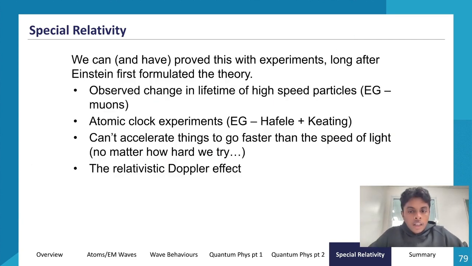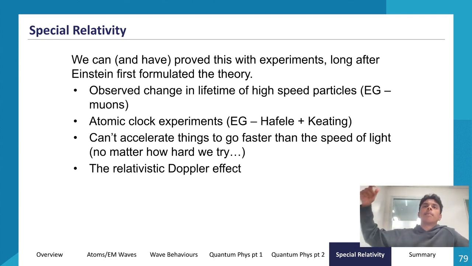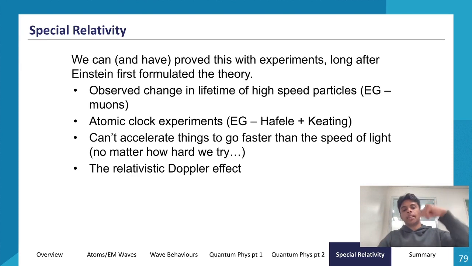So yeah, there are ways that we have proved these experiments long after Einstein first formulated the theory. We have observed the change in lifetime of high-speed particles, so muons. Muons have a very short lifetime, and scientists went up to a mountain and measured how many muons come from space downwards. Let's say the accepted value was 5, right? They expected 5 muons over 5 minutes to be sensed as they come from space because of the very short lifetime. But they saw a lot more than 5.